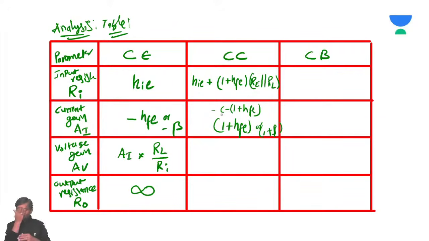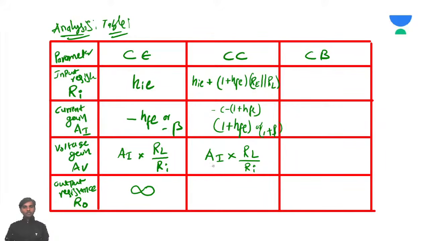Sir, as this is a crash course, we are unable to derive all these formulas. In a normal course, we'll try to derive all of them, but as it's a crash course, I'm unable to. We'll discuss all of them in detail when we are discussing a regular course, right? So then what is the voltage gain for common collector? It is the same, sir. Once we calculate the current gain, the voltage gain is simply current gain into RL by RI.